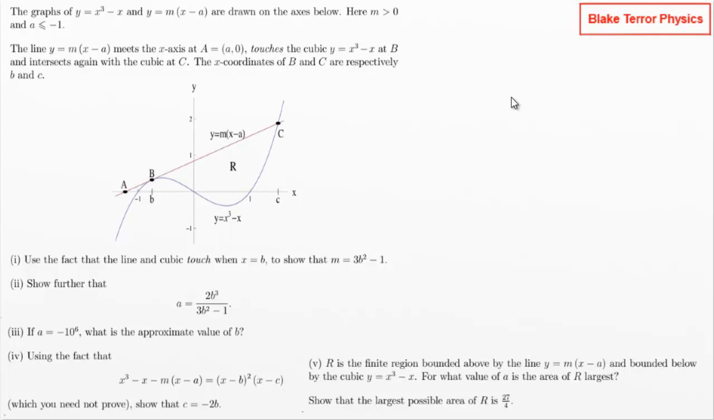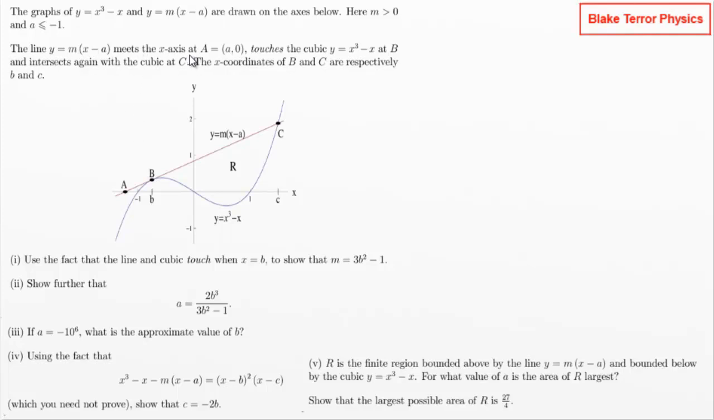Hello, this is question 3 from the 2011 MAT. The graphs of y equals x cubed minus x and y equals mx minus a are drawn on the axes below. Right, so we've got a straight line, we've got a cubic. m is greater than 0 and a is less than or equal to minus 1.